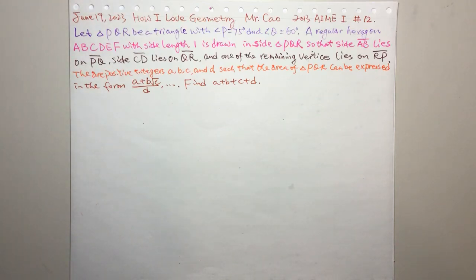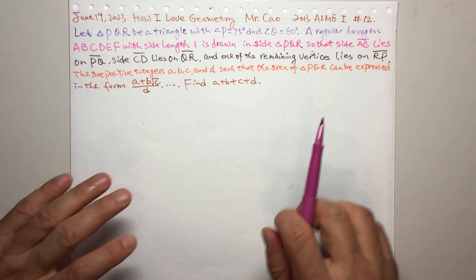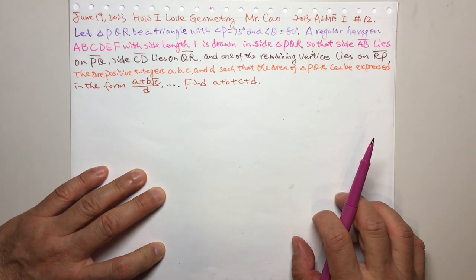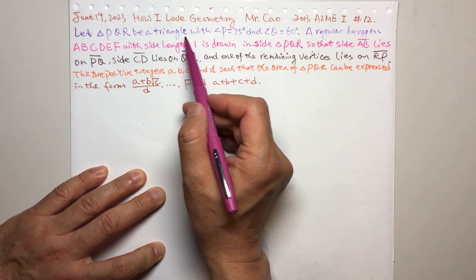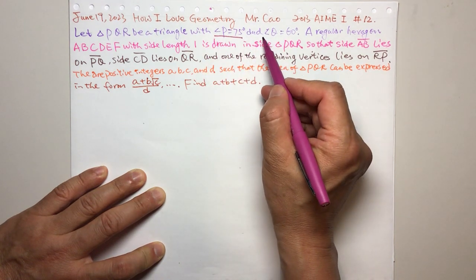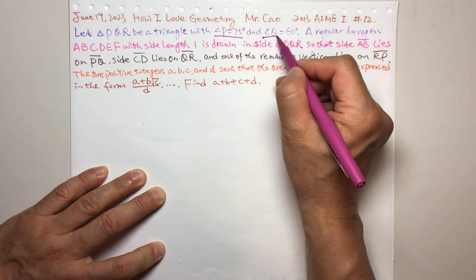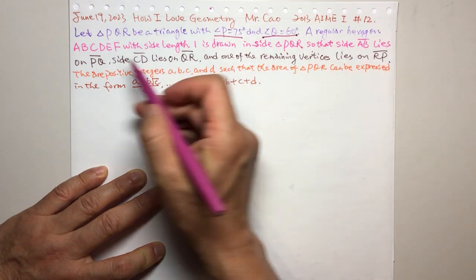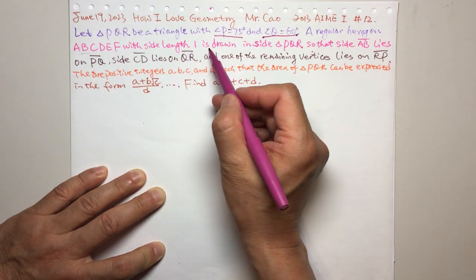I'm Mr. Chao. This problem is from 2013 AIME problem number 12. Let's read the problem and draw the diagram. Let triangle PQR be a triangle with angle P 75 degrees, angle Q 60 degrees, and a regular hexagon ABCDEF with side length 1.